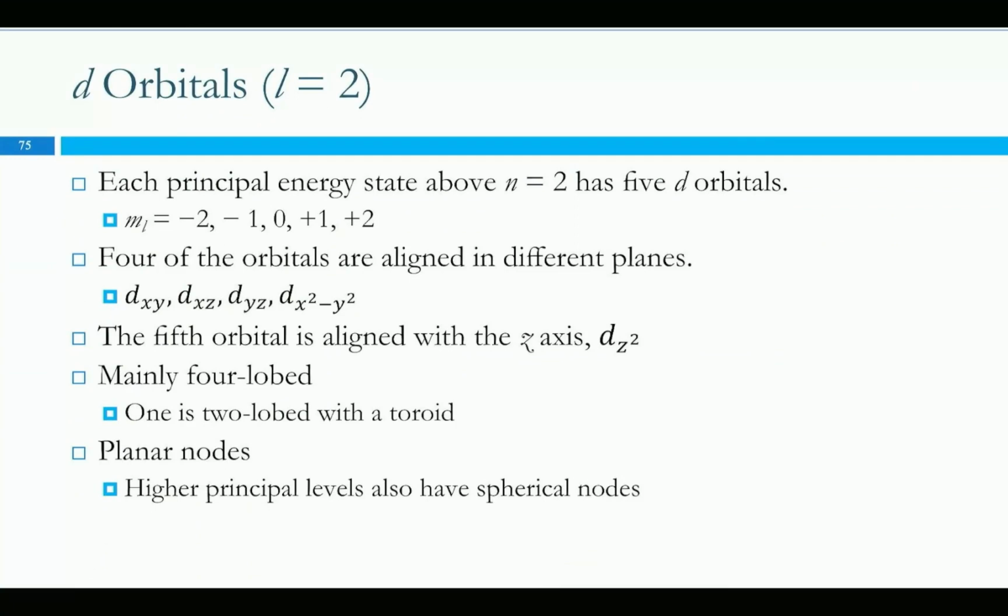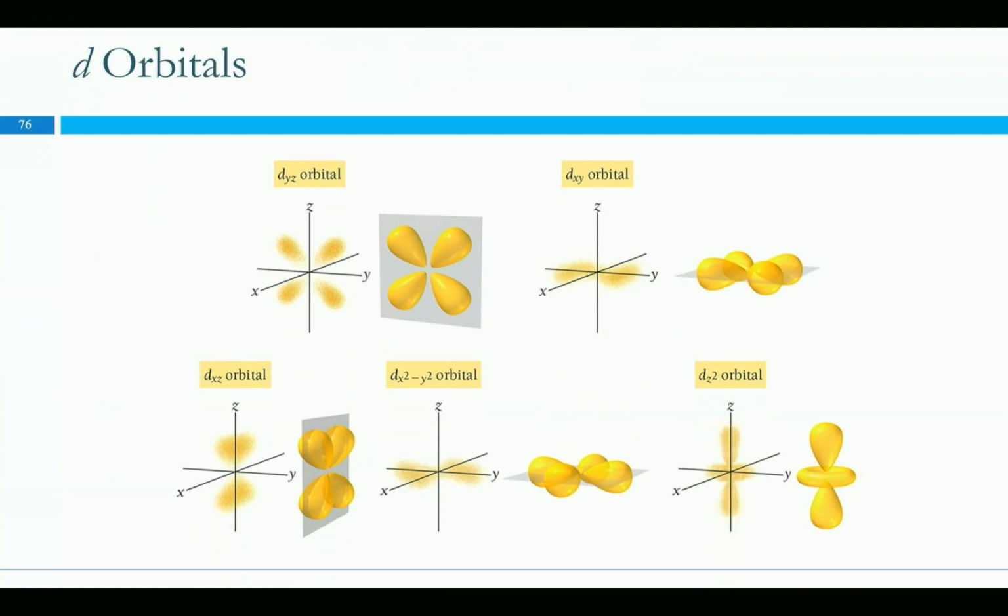So d orbitals then, each principal energy state above n equals 2. It's got 5 d orbitals: xy, xz, yz, x squared minus y squared, and z squared. These 4 all look roughly the same. They have 4 lobes. The only one that has 2 lobes is the dz squared. So at higher principal levels, we'll have even more nodes. So those are the 4.